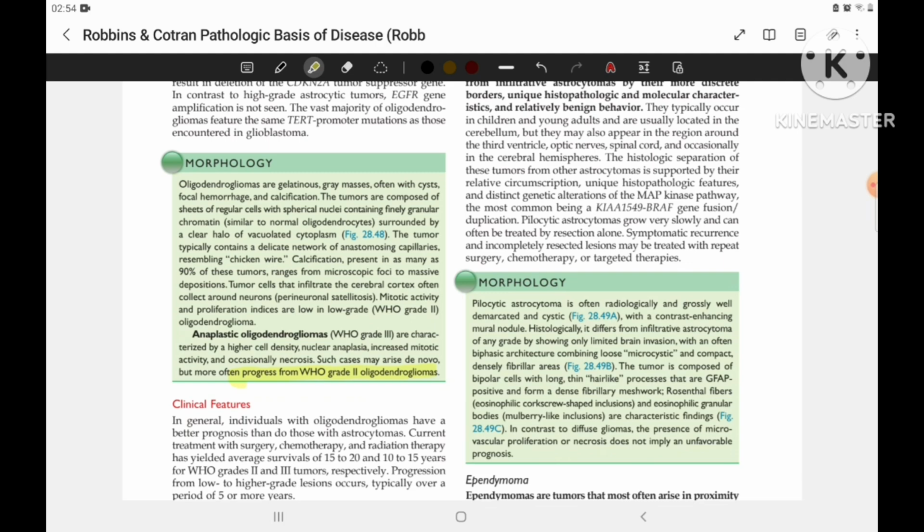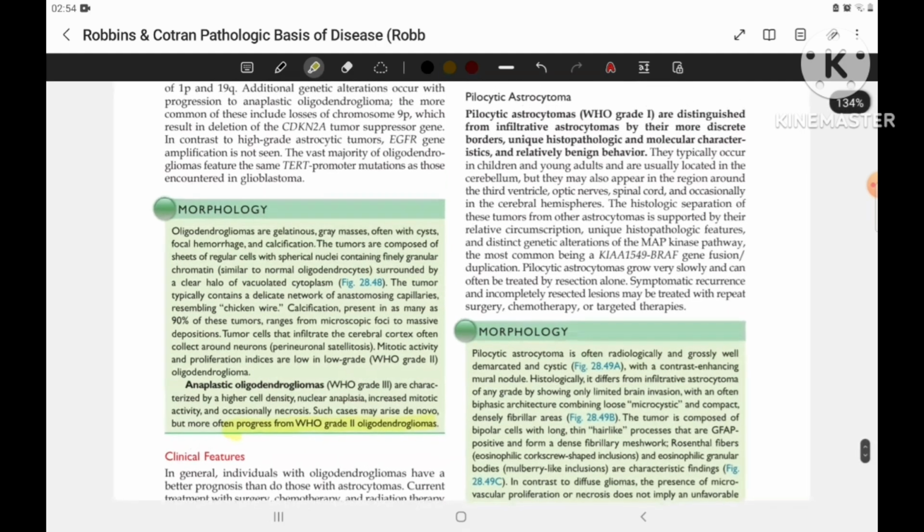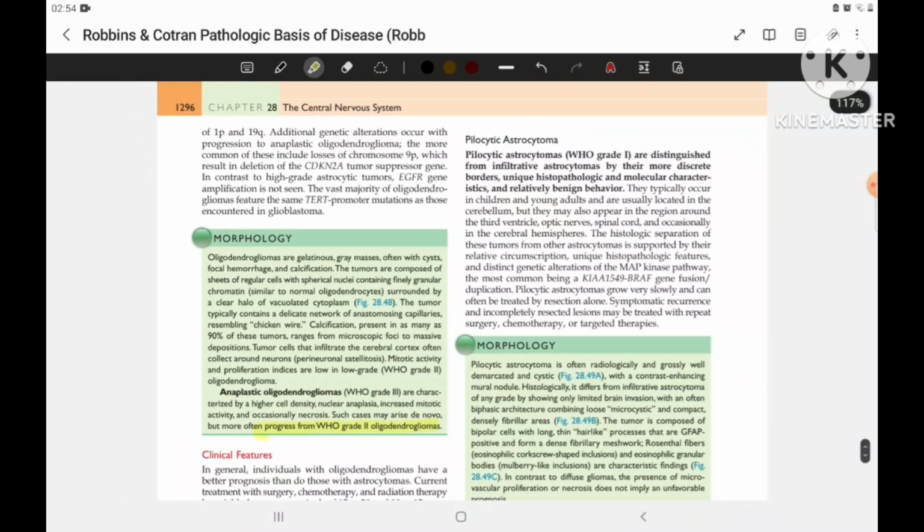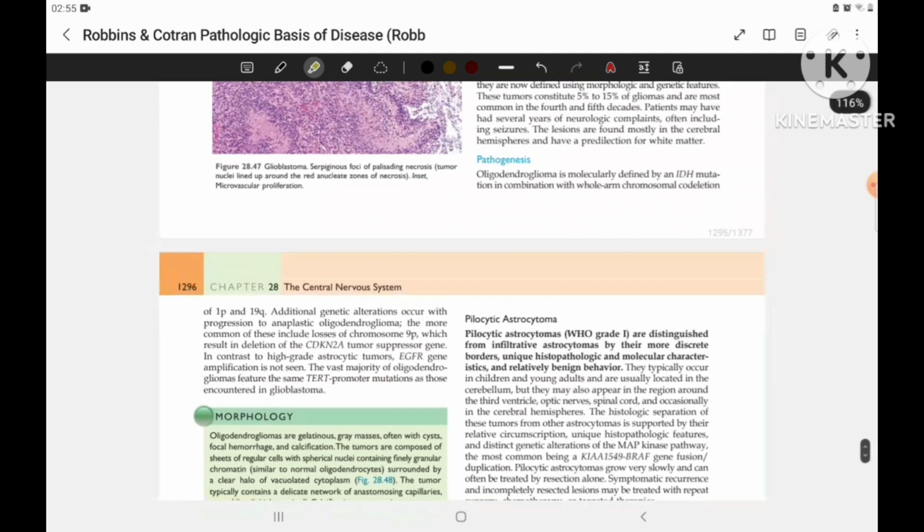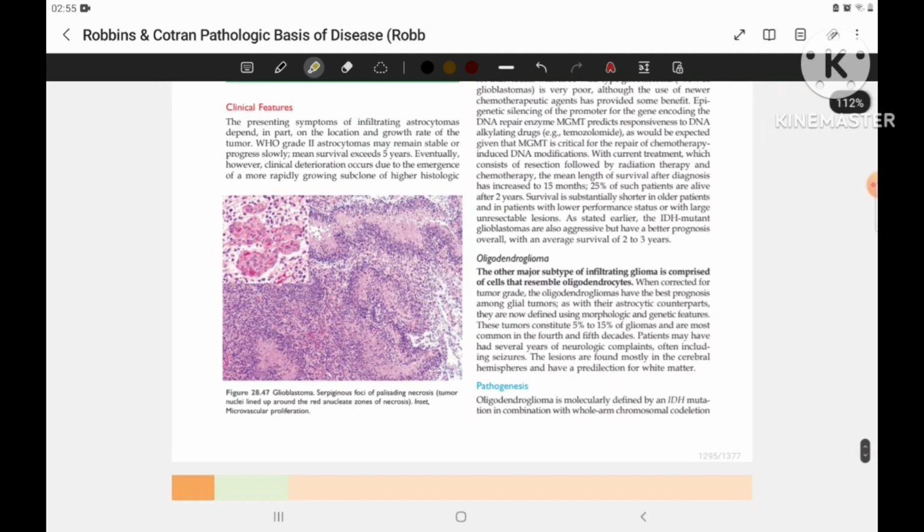In 9th edition, it is quite descriptive. I'll just read it out. Anaplastic oligodendrogliomas, see, it is indistinguishable. Some of these high-grade oligodendroglial tumors also show patterns that are indistinguishable from glioblastoma. So they use the term indistinguishable. Here they have not given it. And you can see the histopathological image.